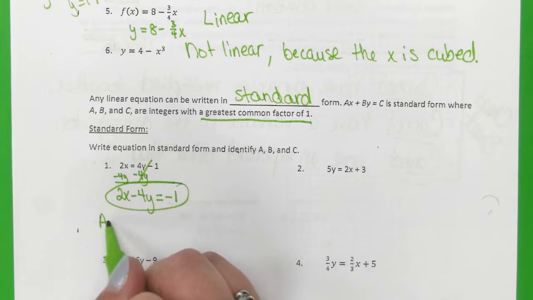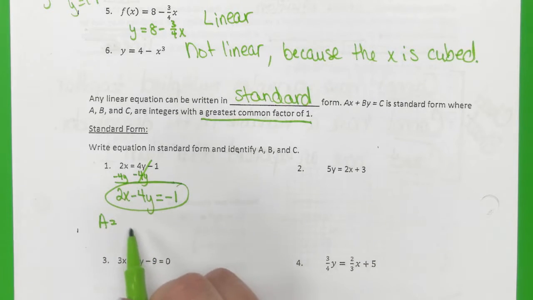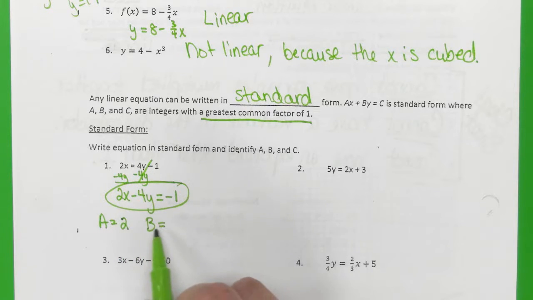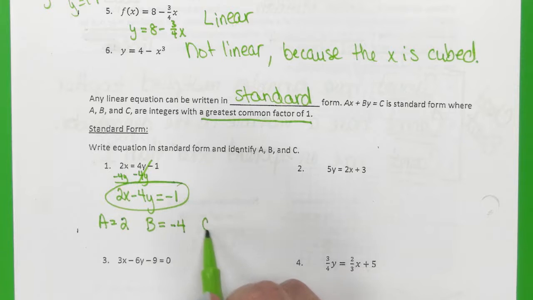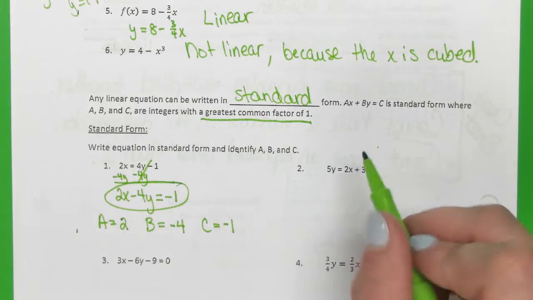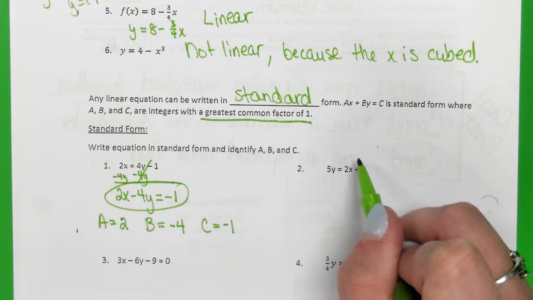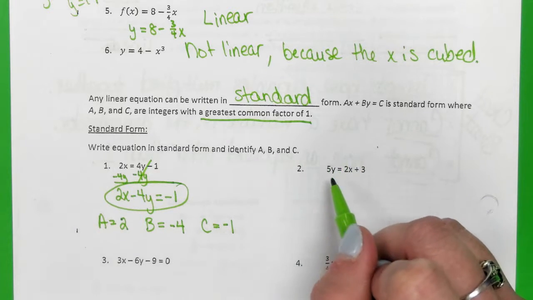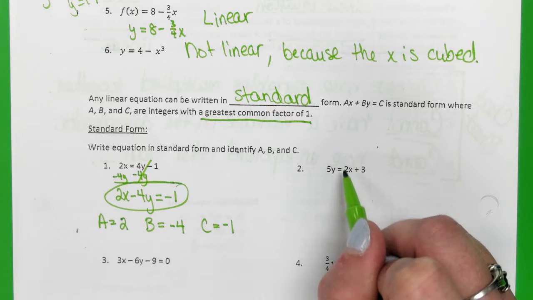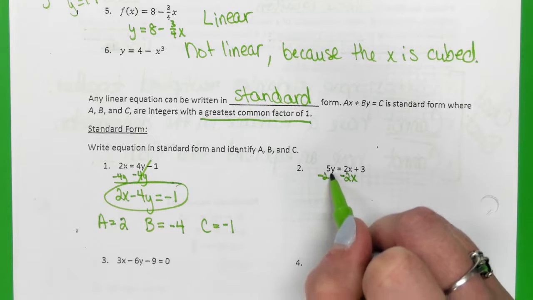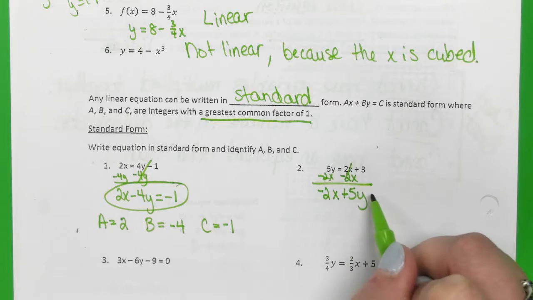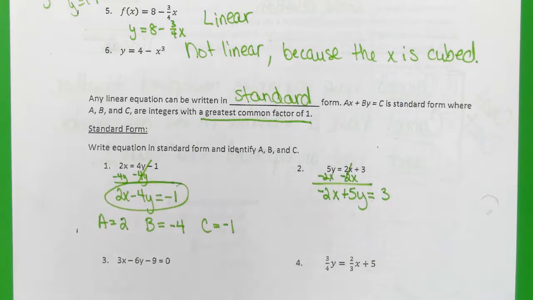All right, it said to list A, B, and C, or identify. So what's A, B, and C? Negative 4. And then, beautiful. All right, what about number 2? Oh, it's already plus. There you go. All right, so x comes first, guys. X comes first. Negative 2x plus 5y equals 3.